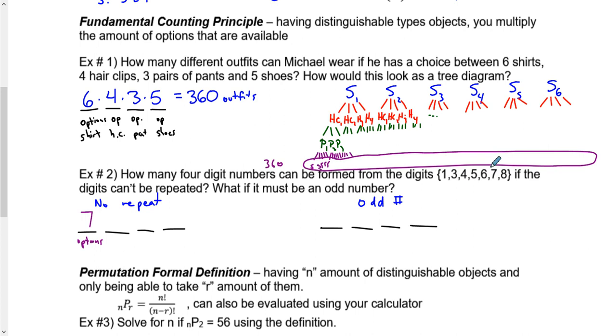If there can't be any repeat, say we use the number 4. Well, how many options do we have left? 6. If I use the number 8, then I have 1, 2, 3, 4, 5 left. And likewise, 4. So 7 times 6 times 5 times 4 is 840. There are 840 four-digit numbers that only use the numbers 1, 3, 4, 5, 6, 7, 8. And they don't have any duplicate digits.